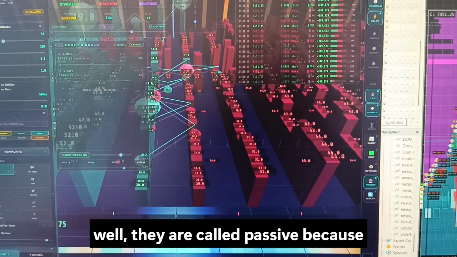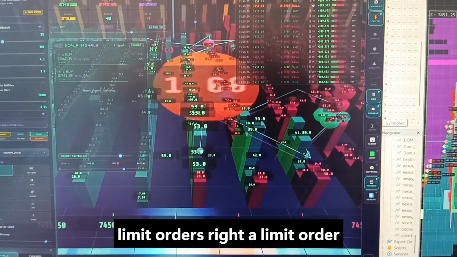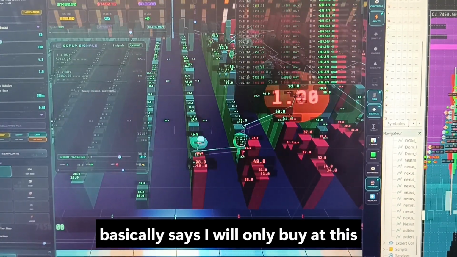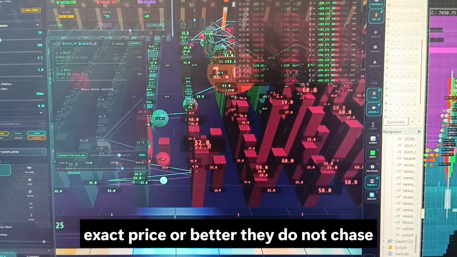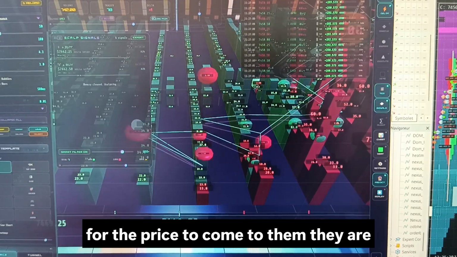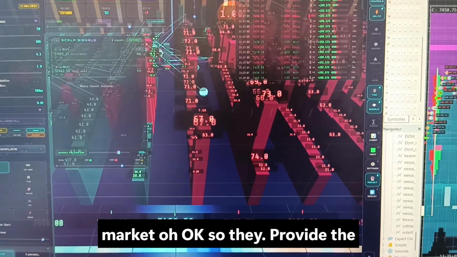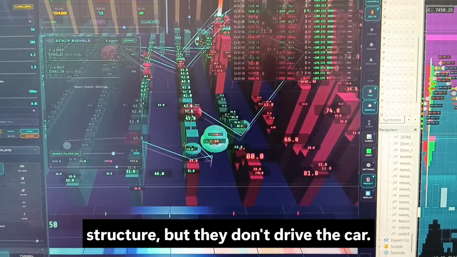Well, they are called passive because they cannot initiate a trade. They use limit orders. Right. A limit order basically says, I will only buy at this exact price or better. They do not chase the price. They just sit there and wait for the price to come to them. They are essentially the defensive lines of the market. Oh, okay. So they provide the structure, but they don't drive the car.